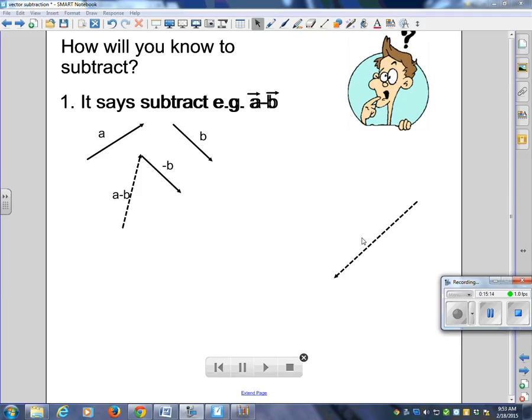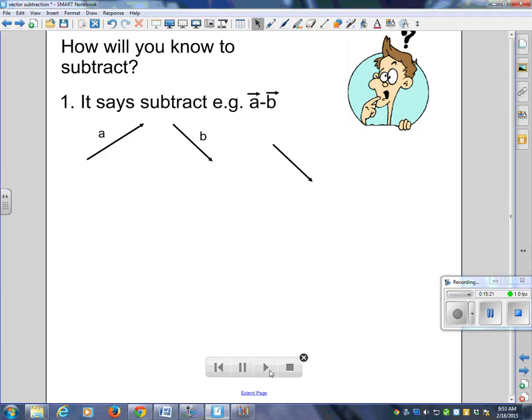Well, first of all, if it says subtract, if it says A minus B, there's A, there's B. You've got to switch B around, exactly. Oh, minus B, is that right? What if it's negative A plus B? Well, then it would be B minus A, wouldn't it? Negative A plus B, wouldn't that just be B minus A? Yeah, I guess. So then you just switch A around. See, don't make it hard.